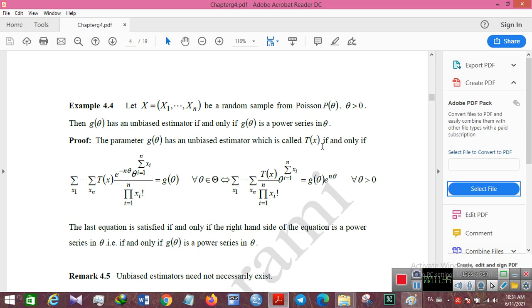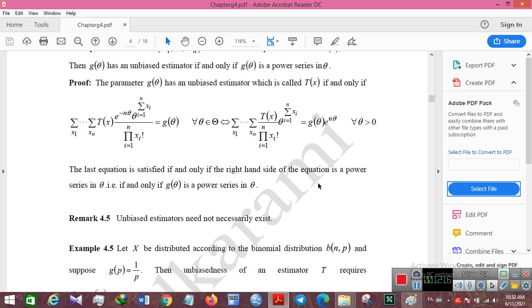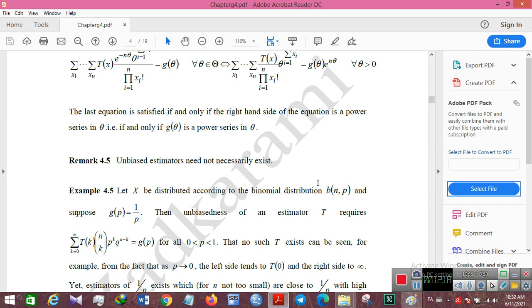In this case it is satisfied if and only if we have these four. This is the expectation of T(X), and if you look at that, we can find that e to the power n theta is theta to the power 3, therefore g(theta) should be theta to the power 3. And sometimes the unbiased estimator does not exist.